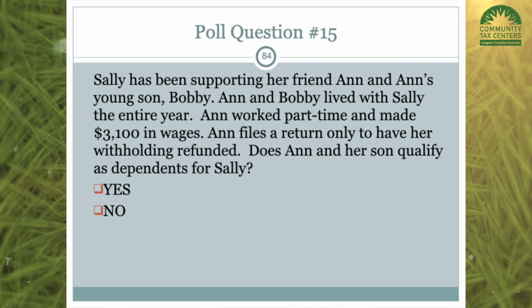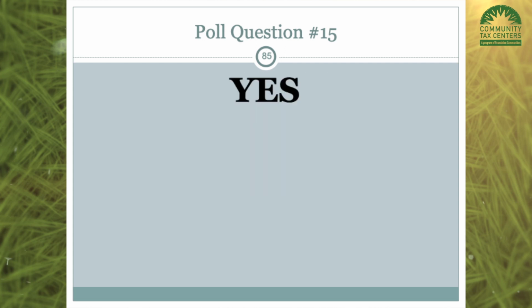Sally has been supporting her friend Ann and Ann's young son, Bobby. Ann and Bobby lived with Sally the entire year. Ann worked part-time and made $3,100 in wages. Ann files a return only to have her withholdings refunded. Do Ann and her son qualify as dependents for Sally? Okay, I hear some yeses, and you all are correct.